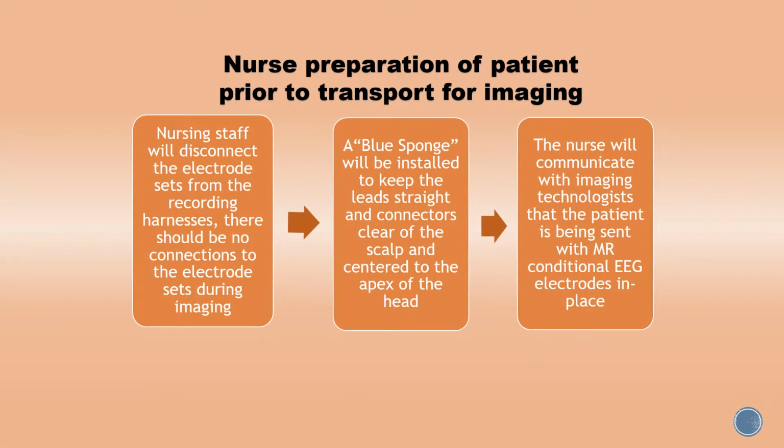Before the patient arrives for imaging, nursing staff will disconnect the electrode sets from the recording harnesses. There should be no connections to the electrode sets during imaging. The electrode wires will be inserted into a blue sponge to keep the leads straight and connectors clear of the scalp and centered to the apex of the head. The nurse will communicate to imaging staff that the patient is being sent with MR conditional EEG leads.